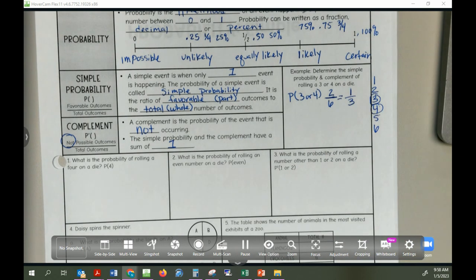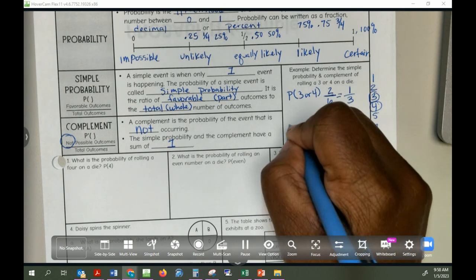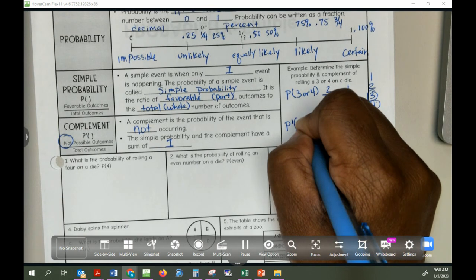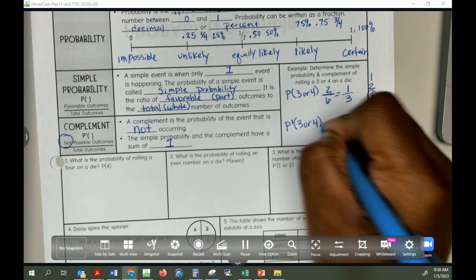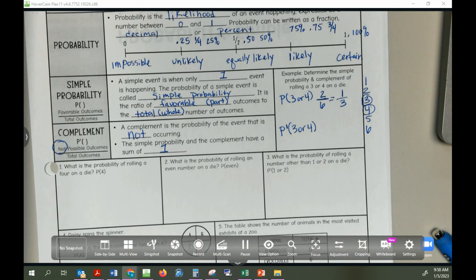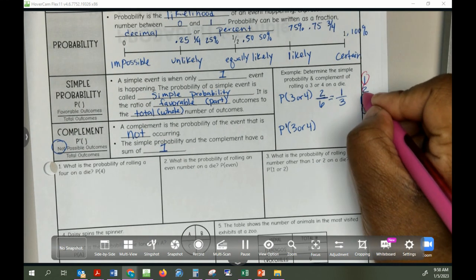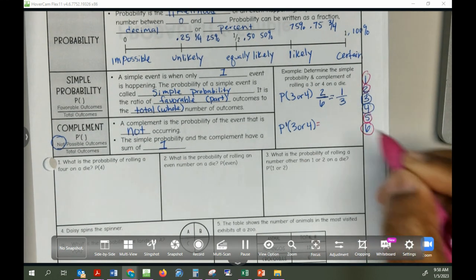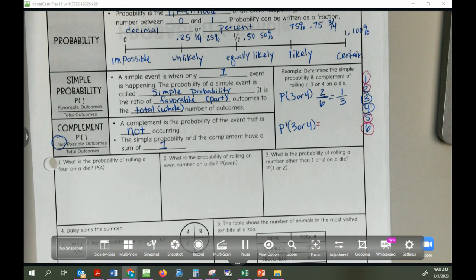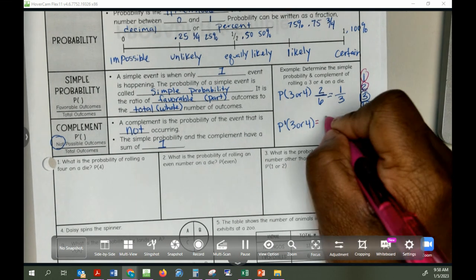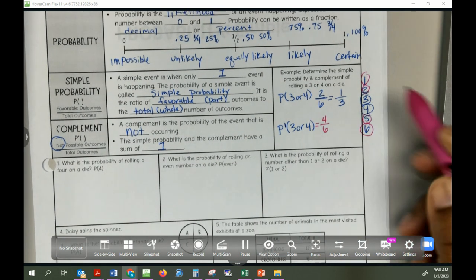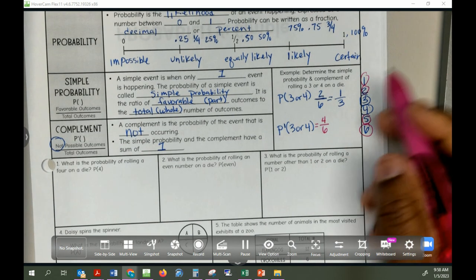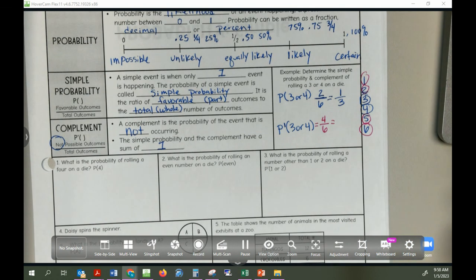So when we talk about the complement, we're talking about the chance that something doesn't happen. So we use the apostrophe of not getting a 3 or a 4. So when I look back over at our numbers, that means I want to get either 1, 2, 5, or 6. So what is the fraction for that? Yes. 4/6. 4 out of 6. Do we understand that? Does that make sense? Yes. And this can be simplified to what?